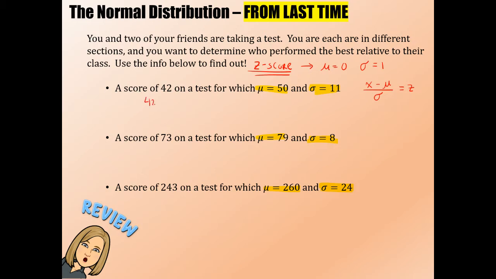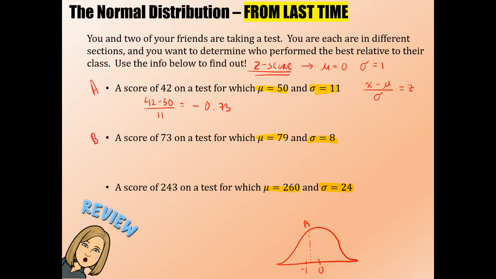So 42 minus 50 divided by 11, let's get our calculators, I get about negative 0.73. Okay, I'm going to draw a nice normal curve down here so we can compare it. So there's my mean of 0, and negative 0.73, so I'm not quite 1 standard deviation below. Like this would be 1, and so I'm about right here. I'll call this student A.